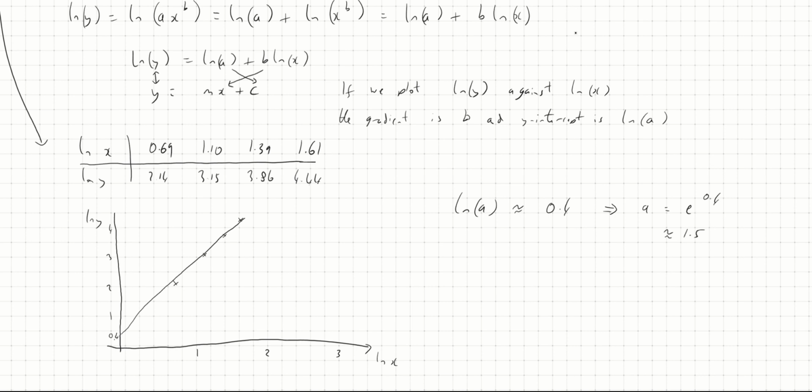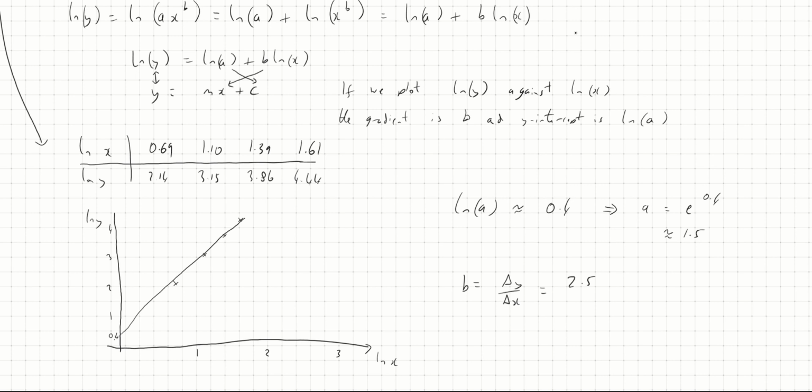Similarly, if you take the gradient of this graph, you could take any 2 points on the best fit line and take the difference in y divided by the difference in x. And remember, the gradient we worked out should be equal to b. So b equals, let's say, change in y over change in x. If we take 2 points on the line, work out this change in y over change in x, I think you get about 2.5 is the gradient of that straight line. So you could measure it on the graph.